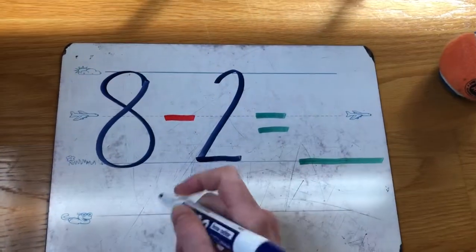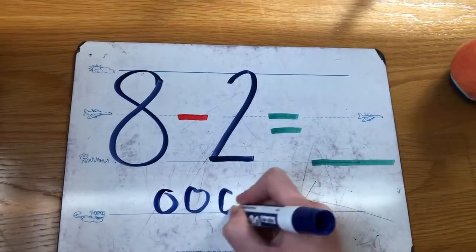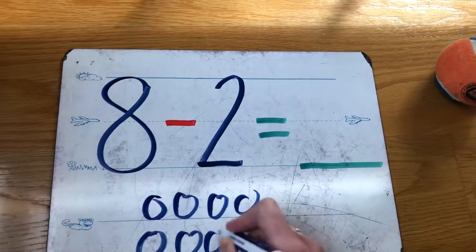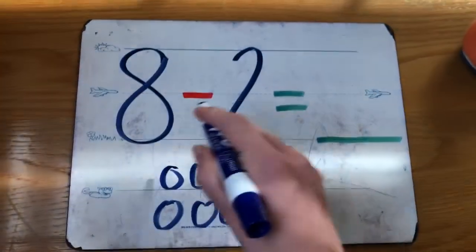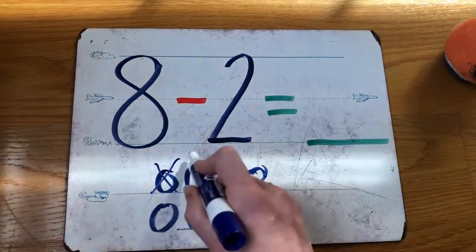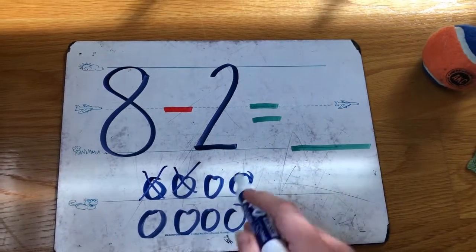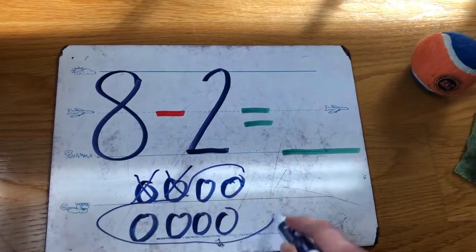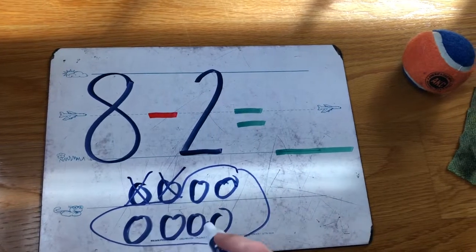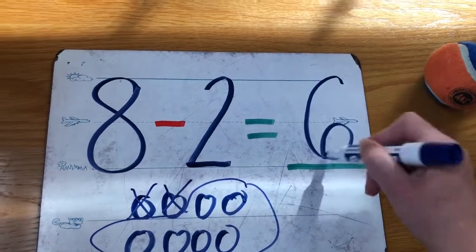So if I were to draw a picture, I could draw 8 circles. Okay? And then it says take away 2. 1, 2. How many do I have left? I count. I can circle and see how many I have left. 1, 2, 3, 4, 5, 6. My answer would be 6.